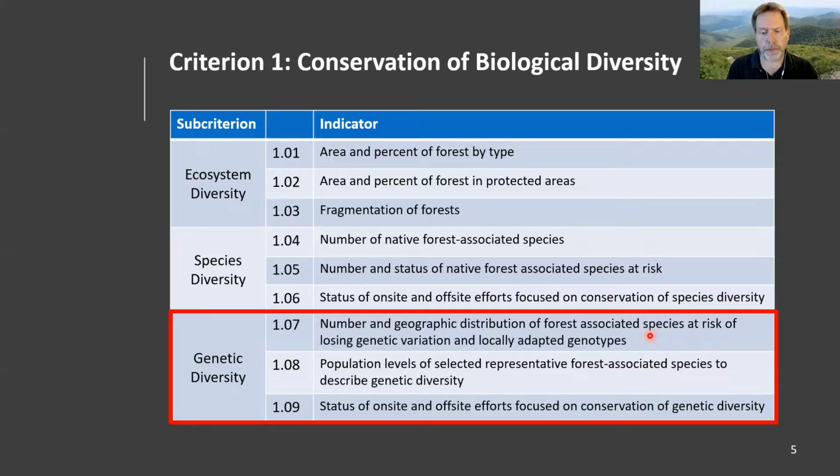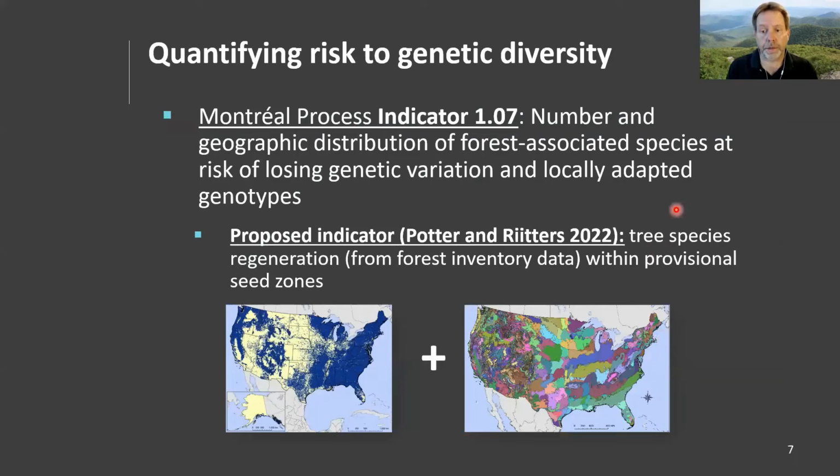And the work we're focusing on addresses this first indicator here: number and geographic distribution of forest-associated species at risk of losing genetic variation and locally adapted genotypes. So we're interested in addressing that for tree species specifically. So our proposed indicator quantifies tree species regeneration for about 280 tree species across the United States from forest inventory data within provisional seed zones. So I'll talk about both of these things separately, starting with provisional seed zones.